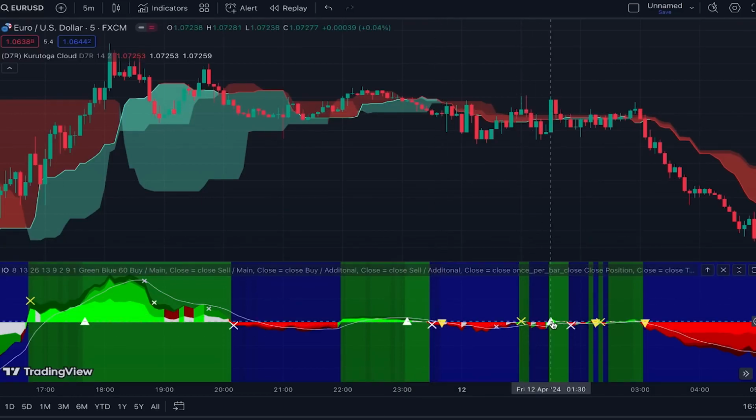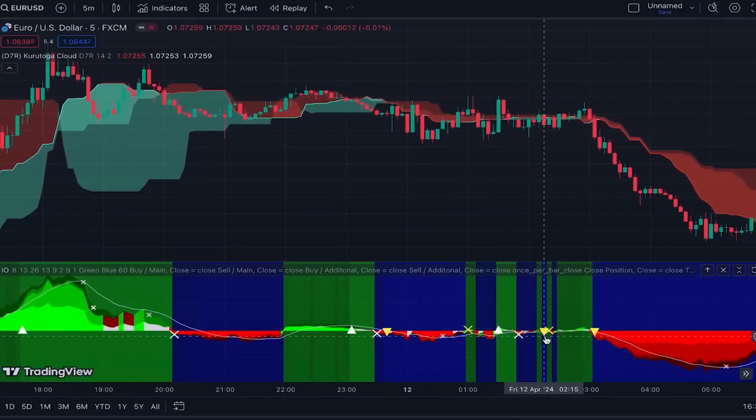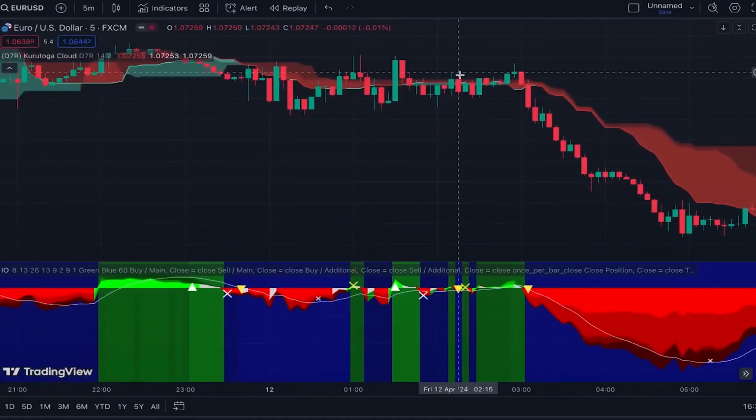Here for this buy signal, the candle is apparently closed above the cloud, but the cloud is red. So this buy signal here is also rejected. For this sell signal here, the price is below the cloud, but the cloud is in two colors as you can see. So this sell signal here is rejected, but for this sell signal here, the price is below the cloud and the cloud is red. We don't have any green cloud like here in this part.